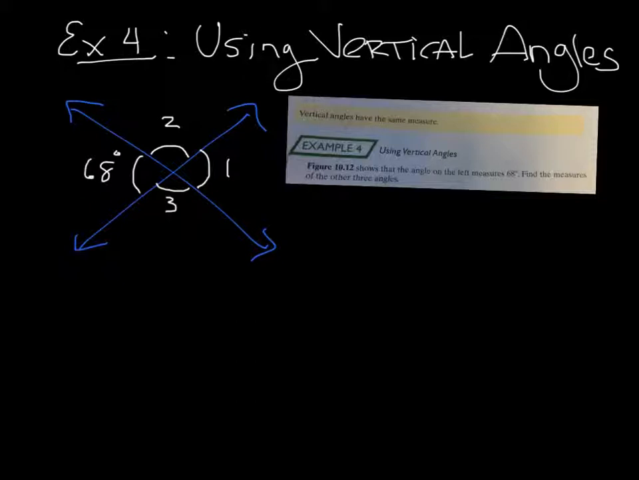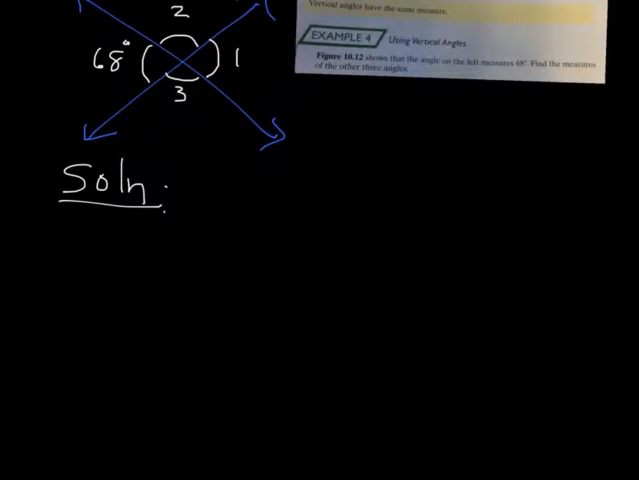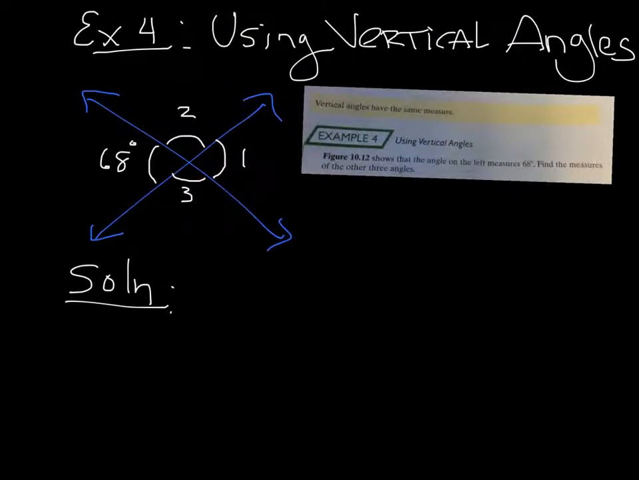So we start with our solution, or let's just write solution. And let me bring this up a little bit. The first thing we want to observe is that angle 1 and the 68 degrees, these are vertical angles. In fact, 2 and 3 are also vertical angles. But we know that this is 68, so that means that 1 must be 68.